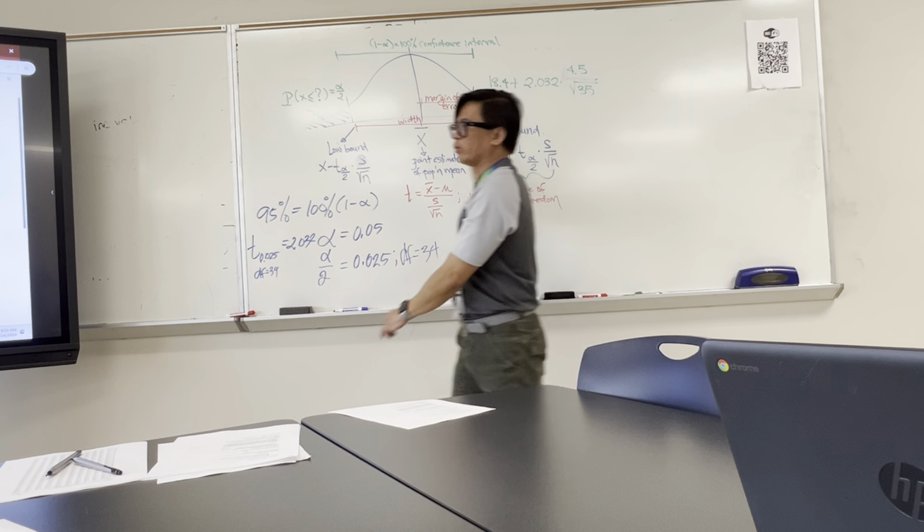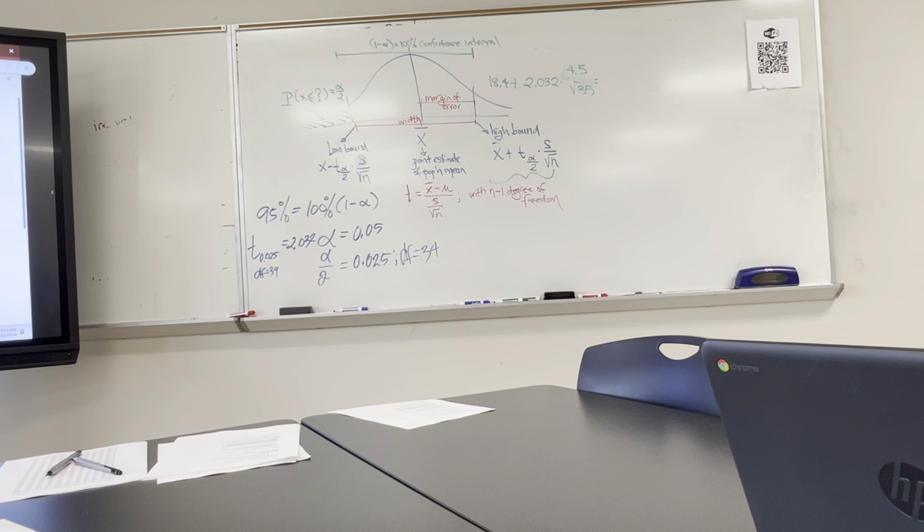Now let's verify. What's that going to be on our calculator? Let's go to decimals. At least you have an idea on how to do this one without StatCrunch. And what is that? 18.4 plus 2.032. And again, we got that one from the T table. Times our sample standard deviation, 4.5, over square root of 35. And what did we get? 19.9. Which is what we got a while ago for the upper bound, right?